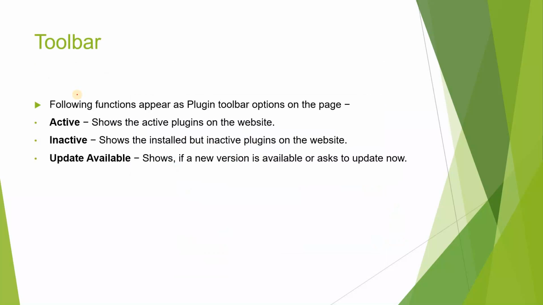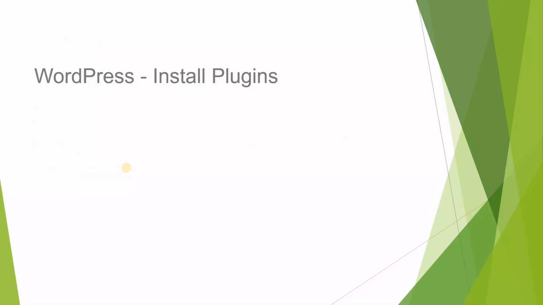So these are the options that we have discussed, that is active, inactive and update available. Next we have install plugins in WordPress. It is really easy to install plugins. All the plugins are free to download. The only condition is that the plugin must be in the WordPress directory.